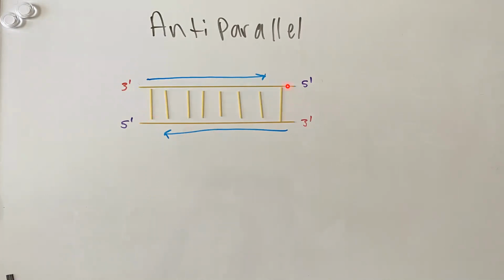Now we have the structure of DNA here represented by some pasta, and if we look, the top group reads left to right of 3' to 5', and the bottom group reads 3' to 5', but from right to left, making this an anti-parallel structure.